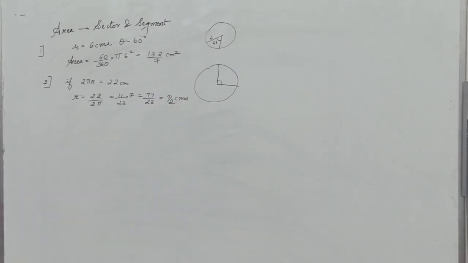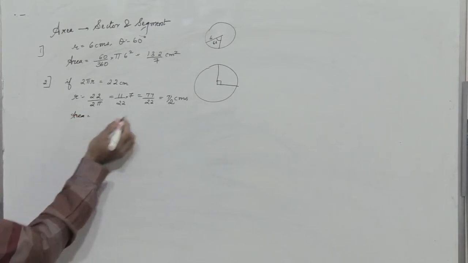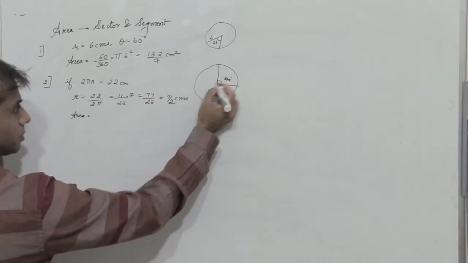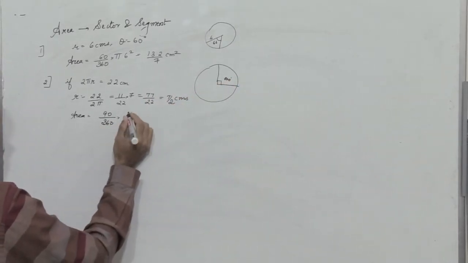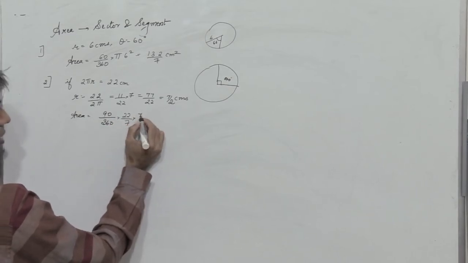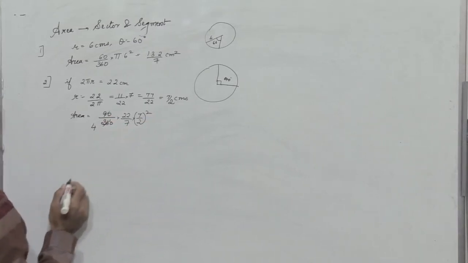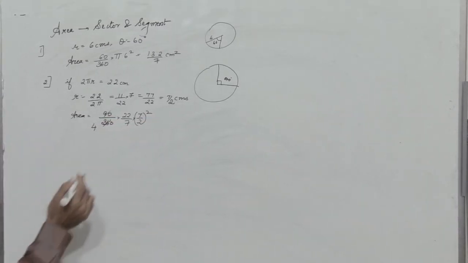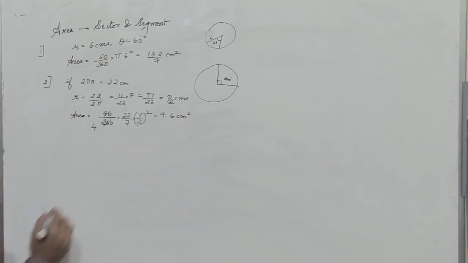So the radius of the circle is 7 by 2 centimeters. We need to find the area. Therefore the area is, the angle is 90, so 90 by 360 into pi r square. Pi is 22 by 7 into r square, 7 by 2 the whole square. So this is of course 1 by 2, right? So finally we get the area as 9.6 centimeter square.